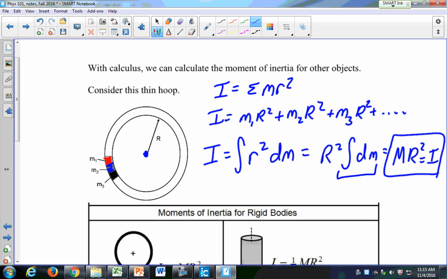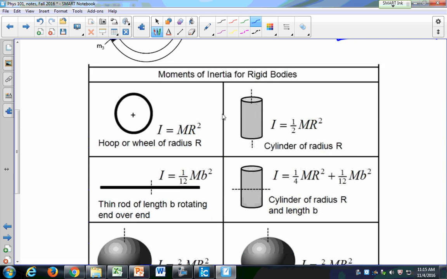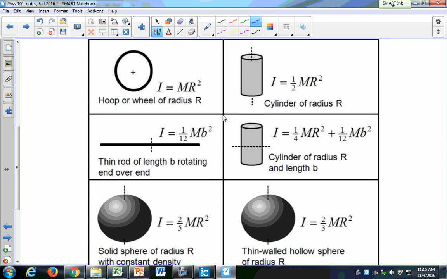And so that brings us to this table, which you'll have. It's on your equation sheet. You probably saw it last time. Notice here's the hoop right here. I is equal to mr squared. It describes what that is. It's a hoop. It has a radius r. It has a mass m. And similarly, here we have a cylinder, a thin rod, rotating different ways.